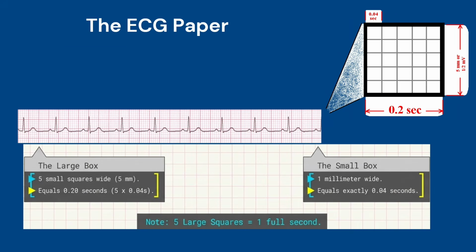The ECG grid is formed of two types of boxes, small boxes and large boxes. Each small box is 1 millimeter in width and 1 millimeter in height. The large boxes are 5 small boxes in width and 5 small boxes in height. The duration of the small box is 0.04 seconds. So the large box is 0.04 by 5, which would be 0.2 seconds. This means that we need 5 large squares, 1, 2, 3, 4, 5, to have 1 full second.